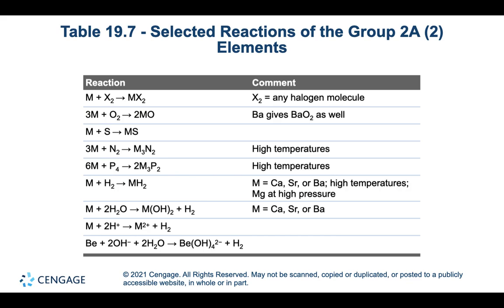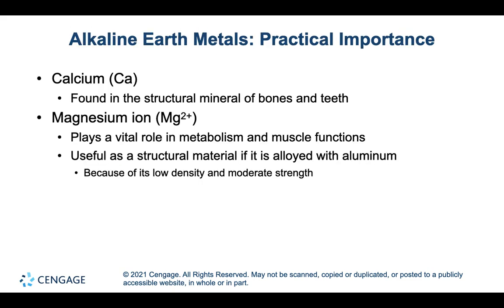So this would be an example of various reactions you might see with the alkaline earth metals. React with halogens, react with oxygen, react with sulfur, react with various nonmetals to make ionic compounds, react with hydrogen, and react with water, react with acids, H+, react with hydroxides. Beryllium actually reacts with hydroxides, which is unique. Typically metals react with acids, but not hydroxides.